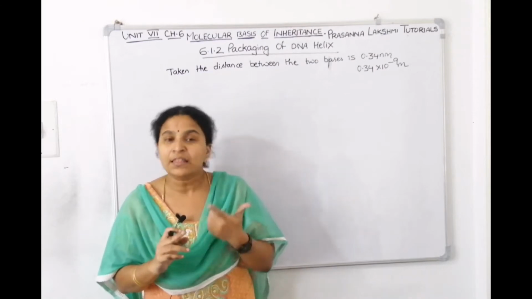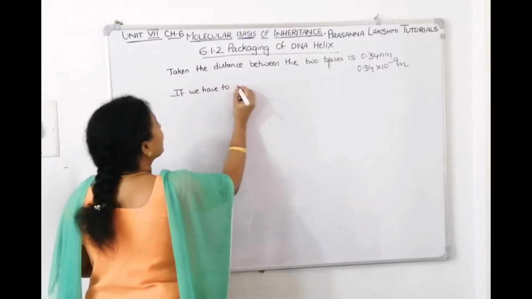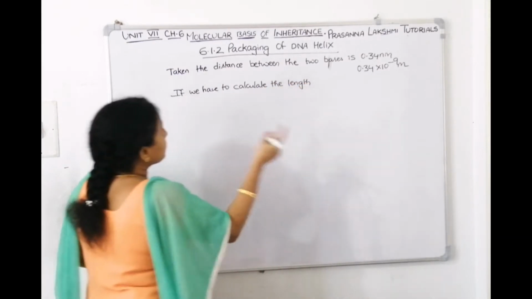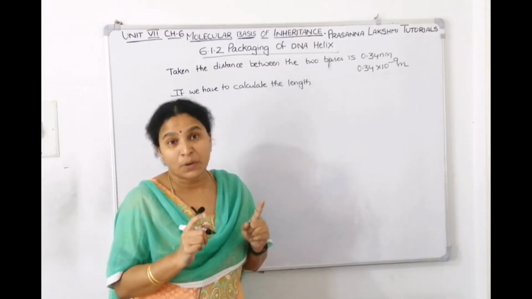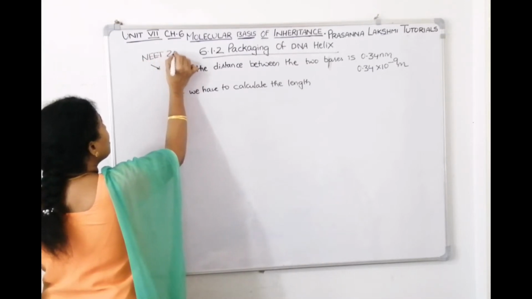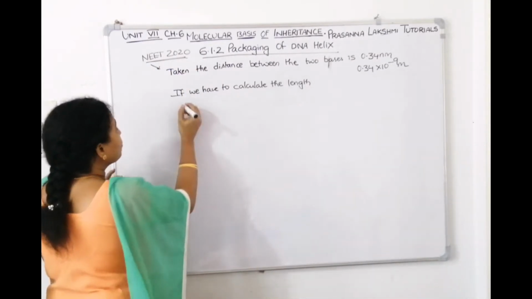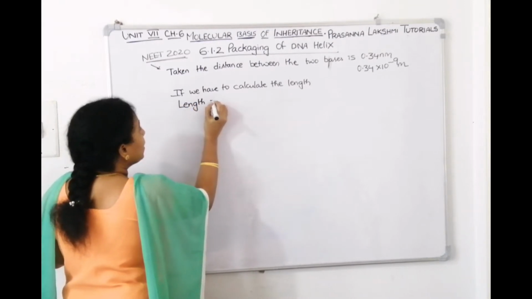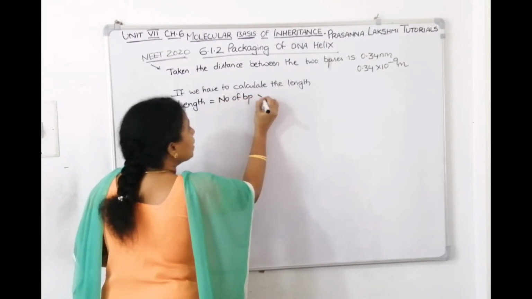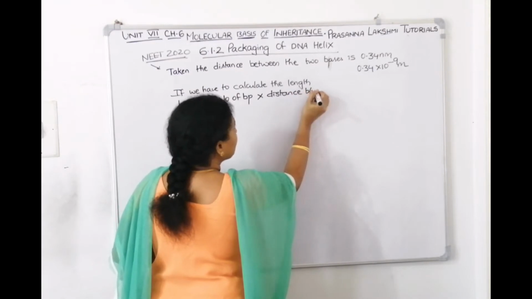Then, how will you calculate the length? This is exactly the question asked in the NEET UG 2020 examination, children. I will show you the formula. To calculate the length, we first need to know the number of base pairs, and the length equals the number of base pairs multiplied by the distance between bases.